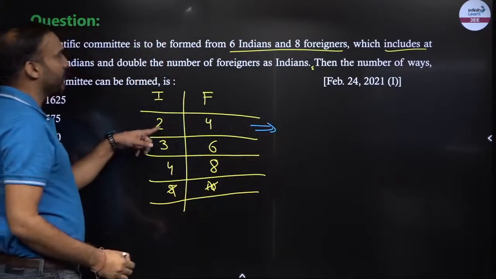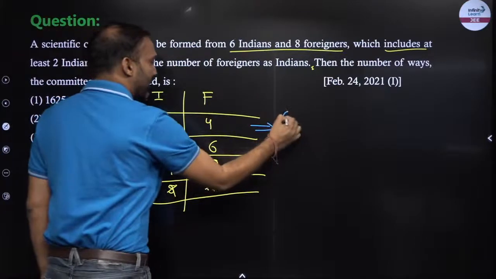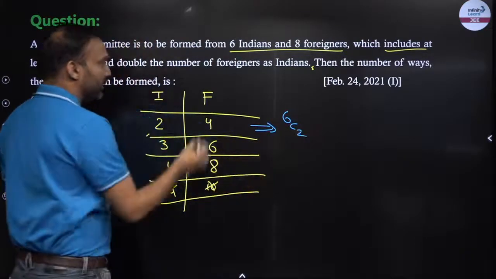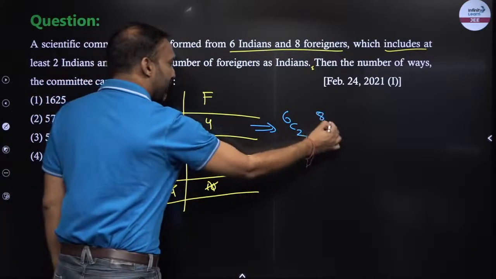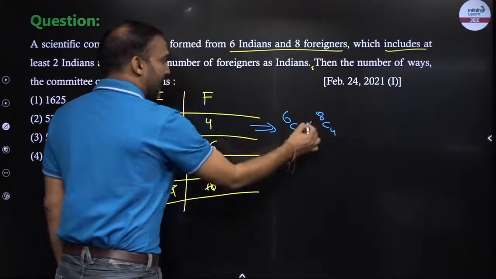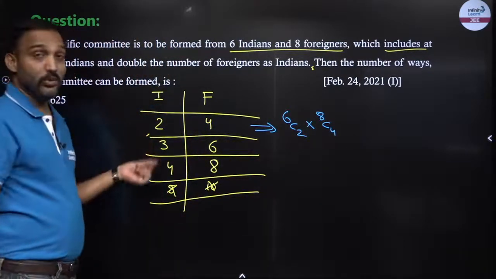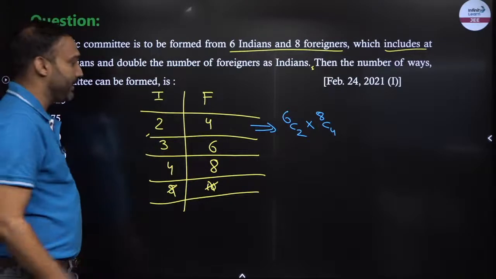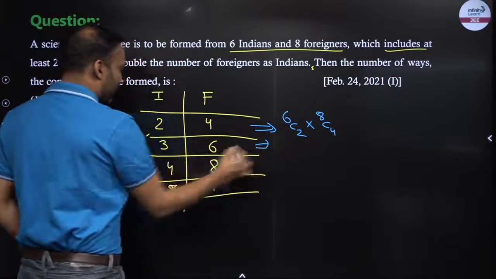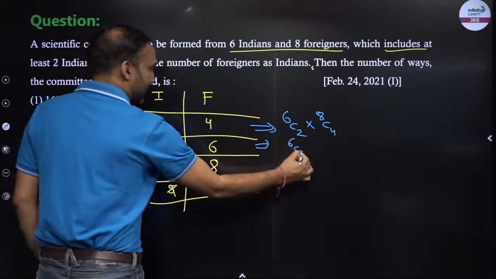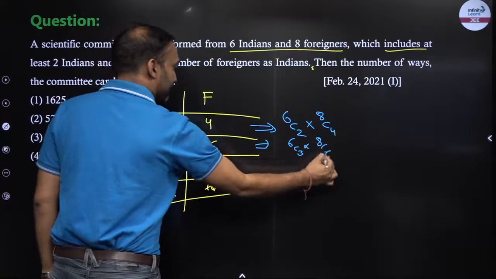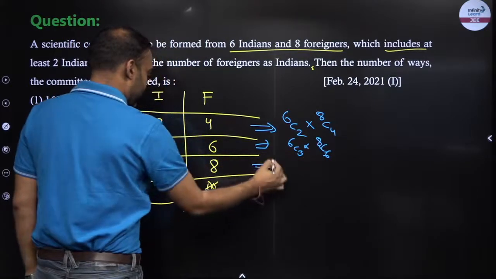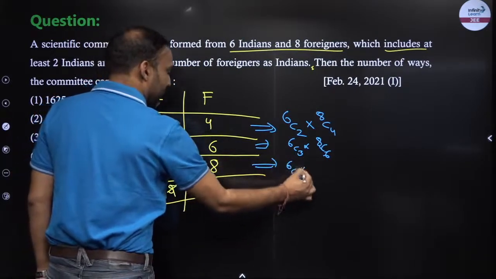Right? So let us calculate for each possibility. I have to select 2 Indians. How many Indians do I have? 6. Select 2, that is 6C2. How many foreigners do I have? 8. How many we need? 4. It's an AND condition, right? Because I need 2 Indians and 4 foreigners to make a committee. Second case, 6C3 into 8C6. Third case, 6C4 into 8C8.